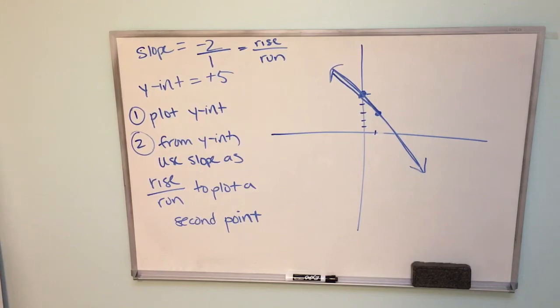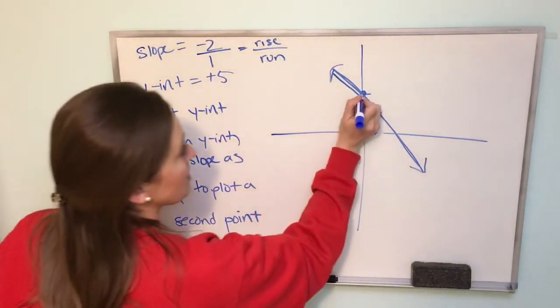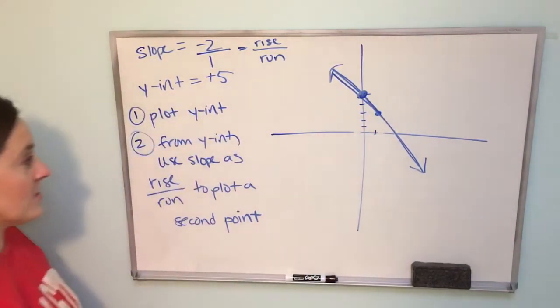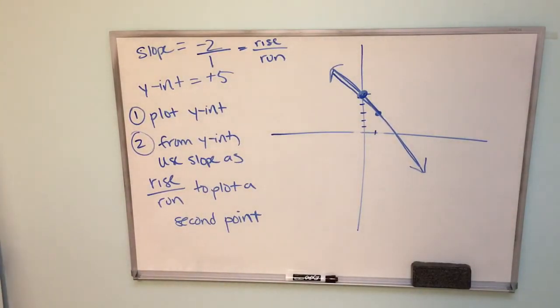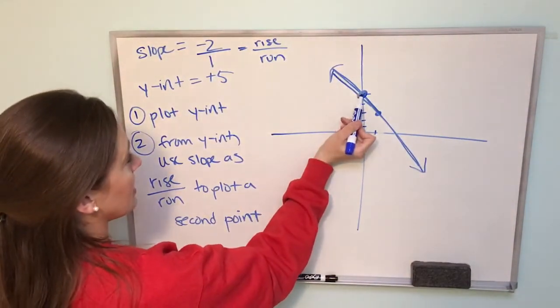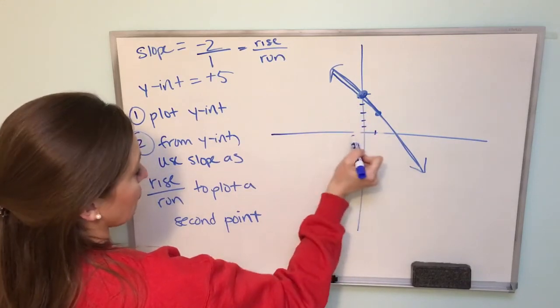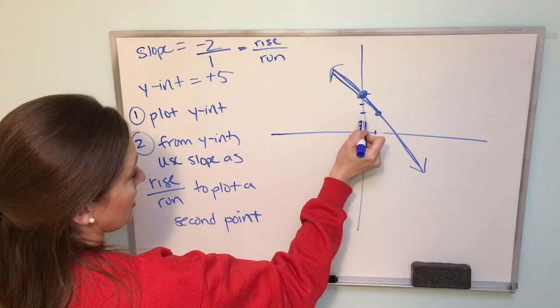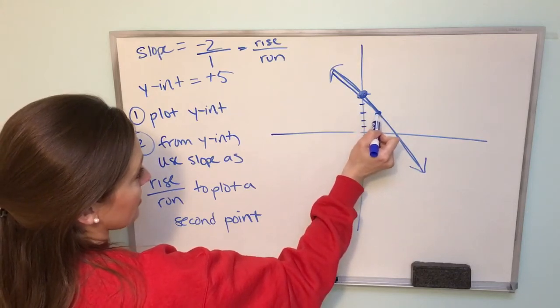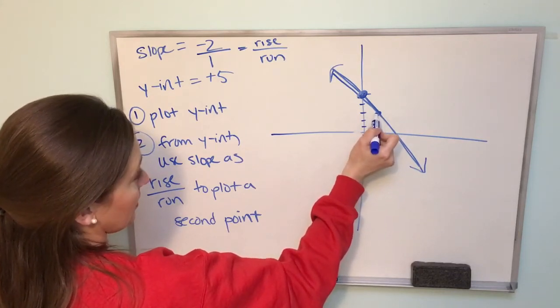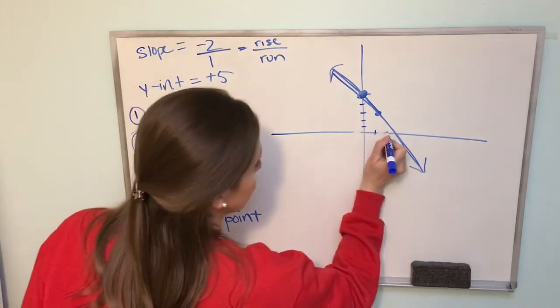Okay. So first, plot your y-intercept. That's 1 point. The second step is the slope point. So you start here. You use your slope as rise over run. So you go down 2, and then it's a +1, so you go to the right 1. Put the dot, connect the dots, and you're done.